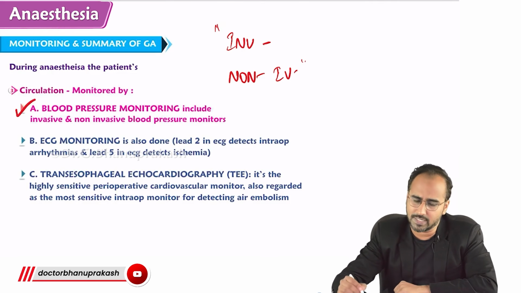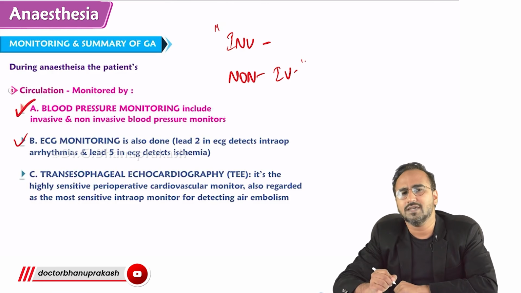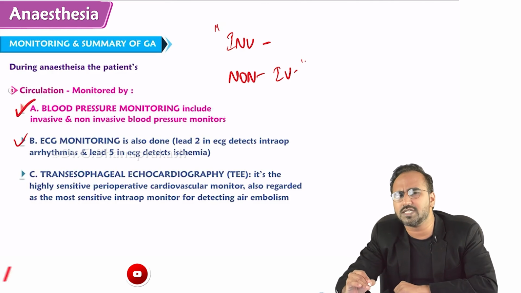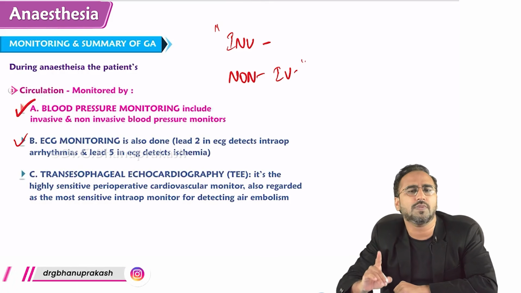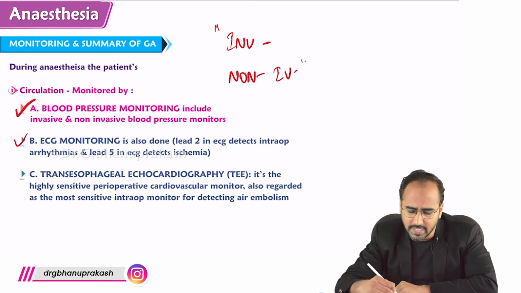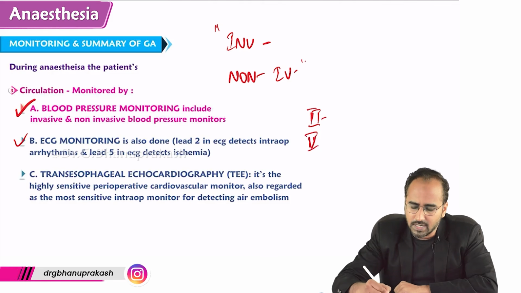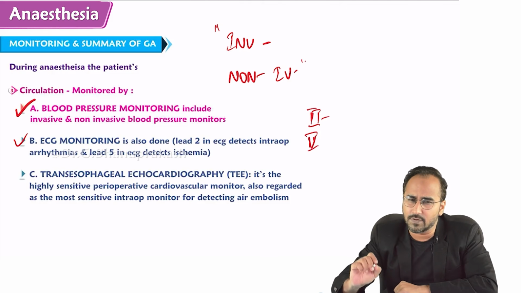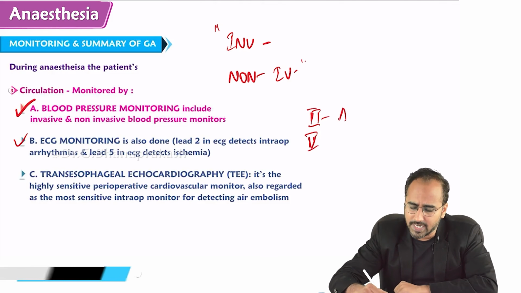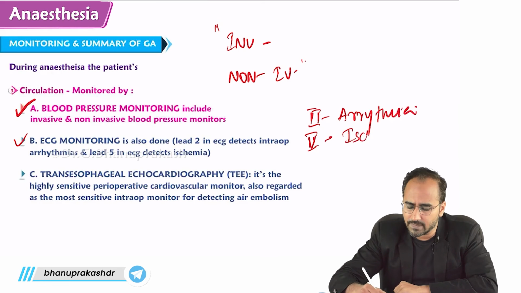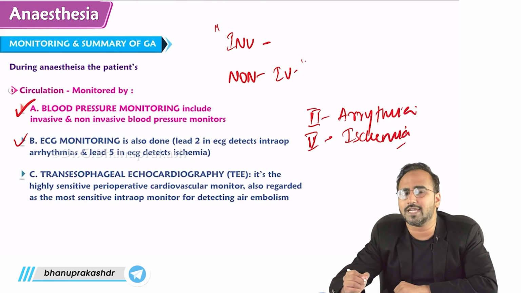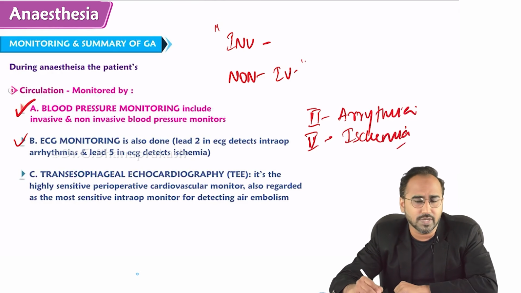So for circulation, we have monitored the blood pressure, and we have monitored the ECG. In the ECG, a 12-lead ECG is there, but all 12 leads are not important. Your focus should be on only two leads: lead 2 and lead 5. If you monitor lead 2 correctly, you can easily detect intra-op arrhythmias. With lead 5, you can easily detect ischemia.